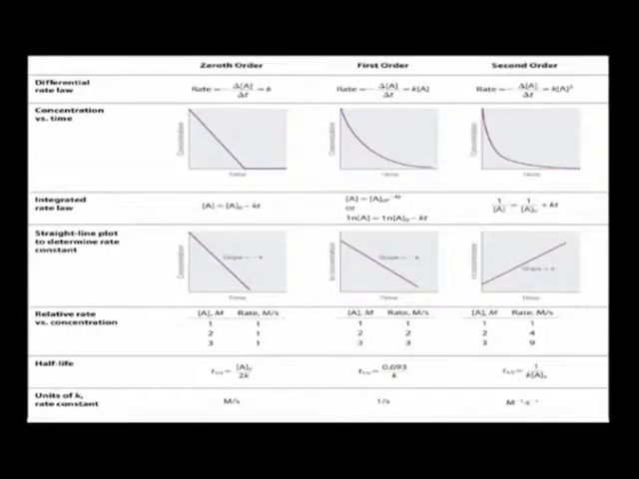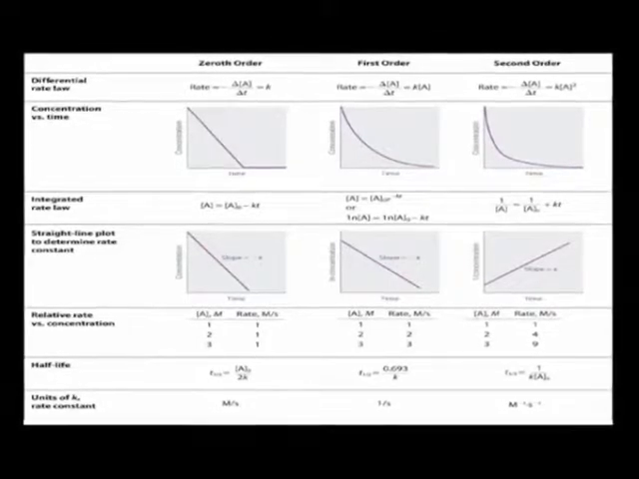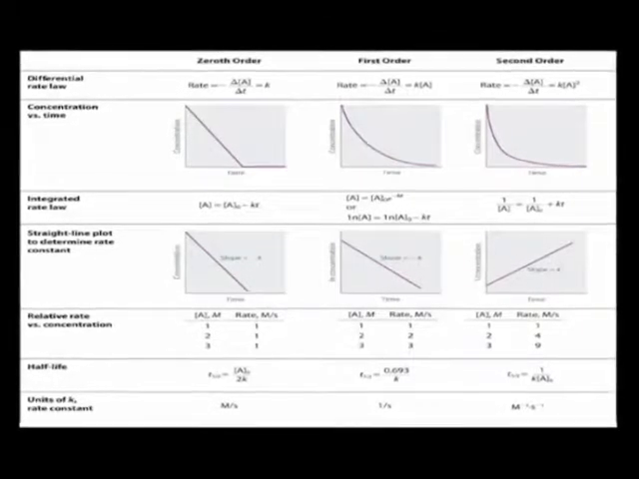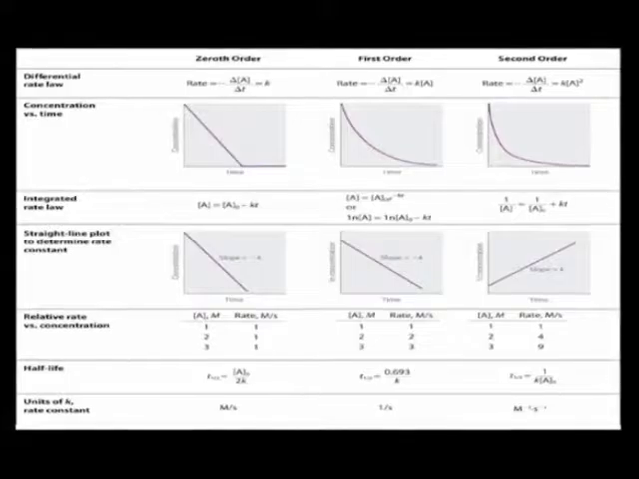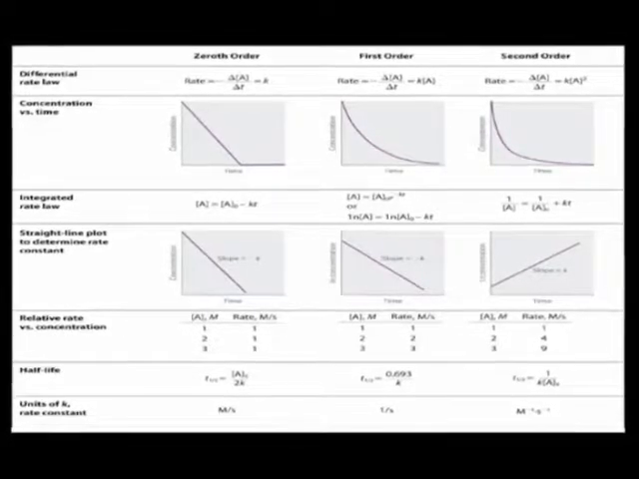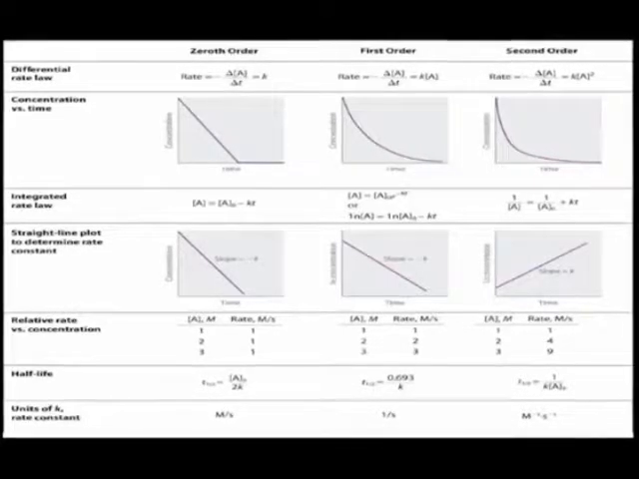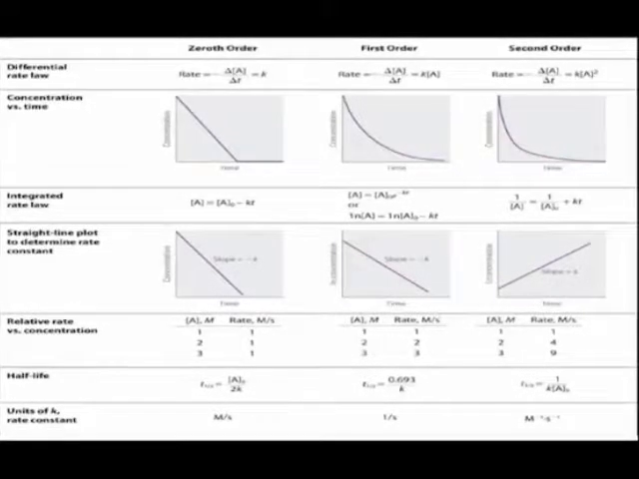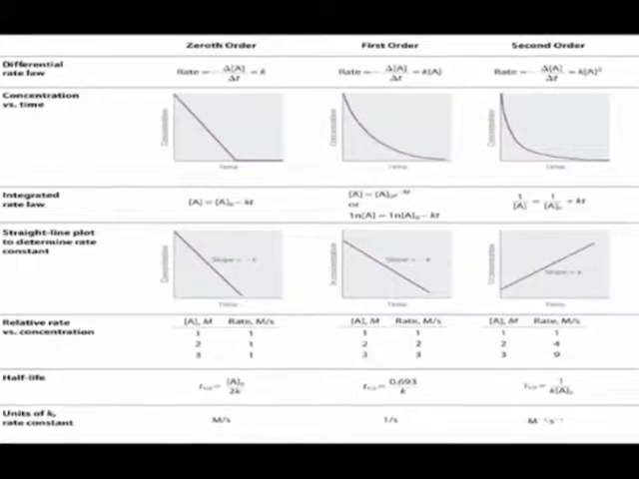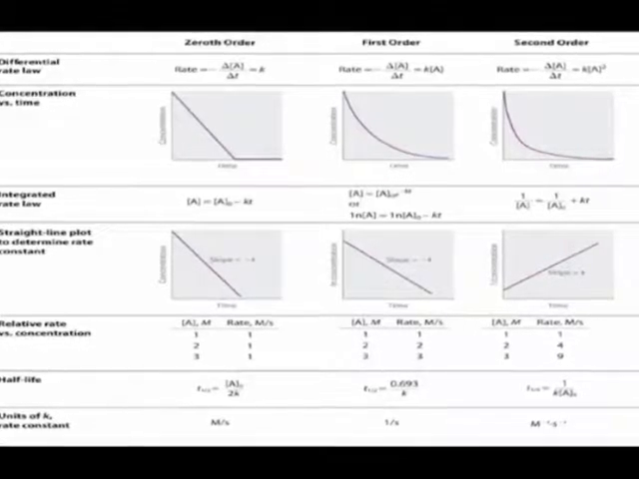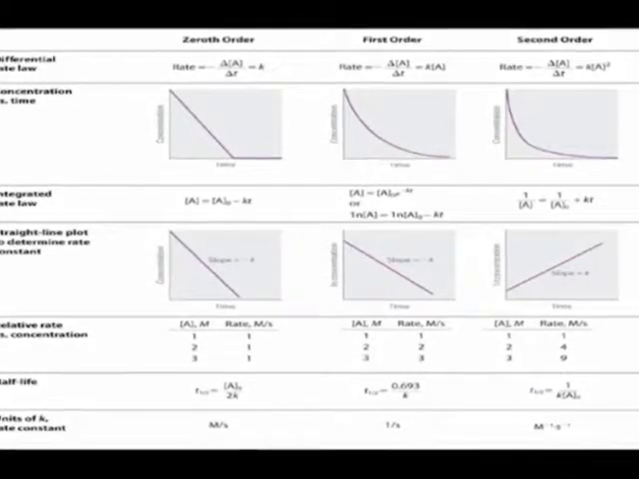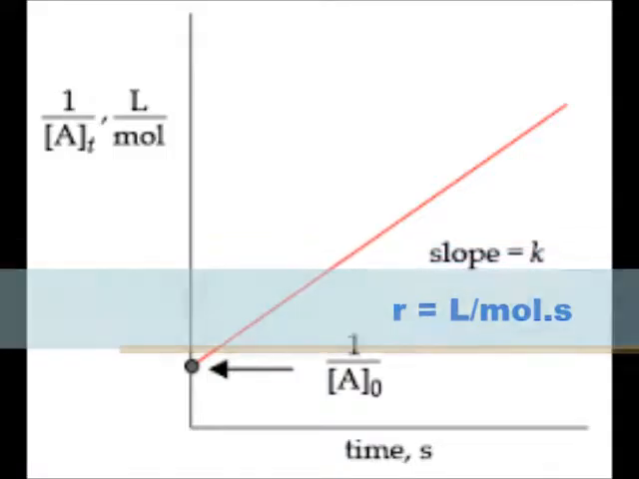For second order of reaction, a graph of 1/initial concentration A versus time will be plotted. Now, a linear graph with positive slope is produced. The gradient of the graph represents the rate constant, and the unit for the rate constant is liter per mole per second.